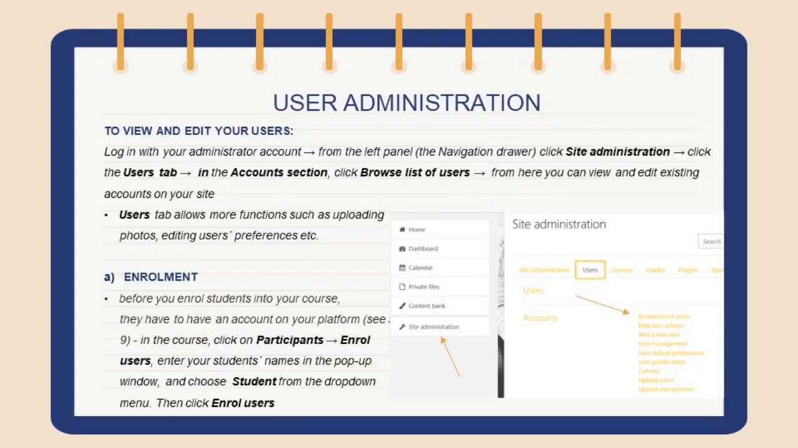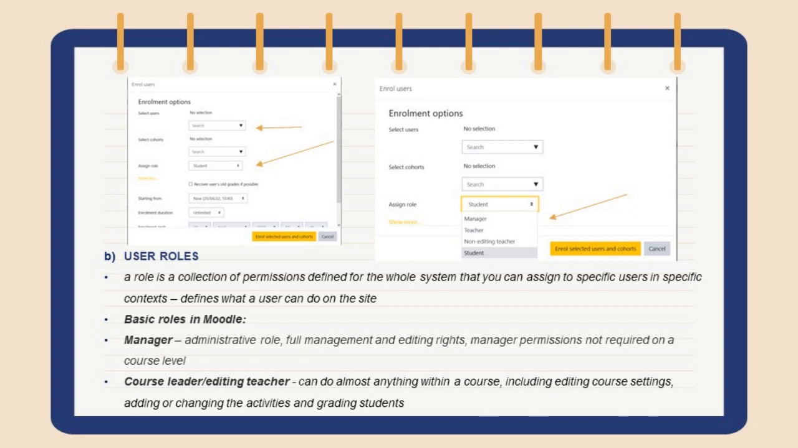Congratulations! Now you know how to create an online course. There are a few tips on this slide on how to administer users of your platform. To view and edit your users, log into your administrator account. Just remember that before you enroll students into your course, they have to have an account on your platform. If you haven't done it yet, refer to slide 9.